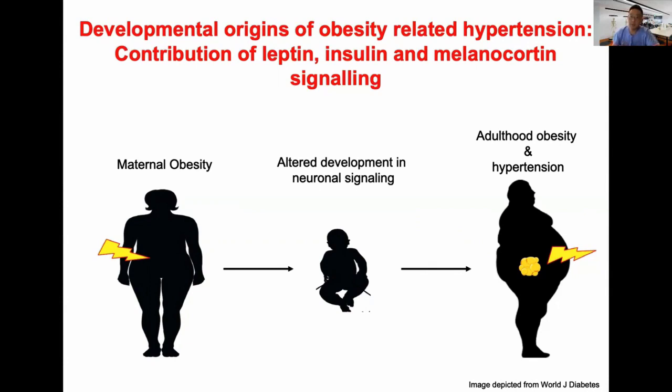So in simple terms, when mothers are obese during pregnancy, this can affect the development of the offspring's autonomic nervous system, or the brain, and this can be a starting point of these offspring developing more severe conditions of obesity and hypertension later in life.